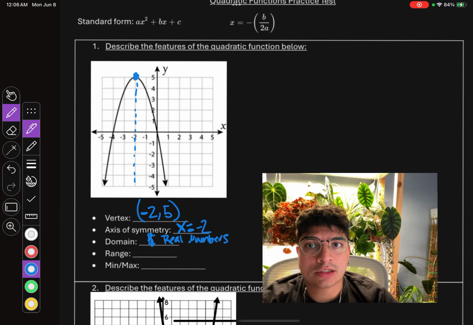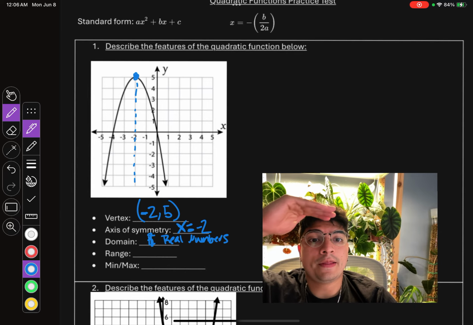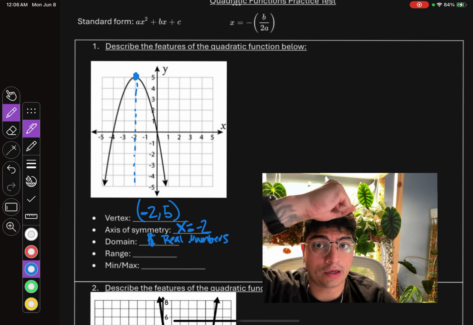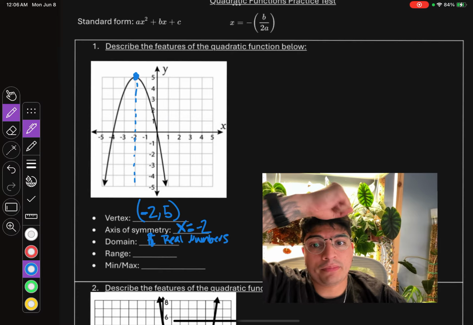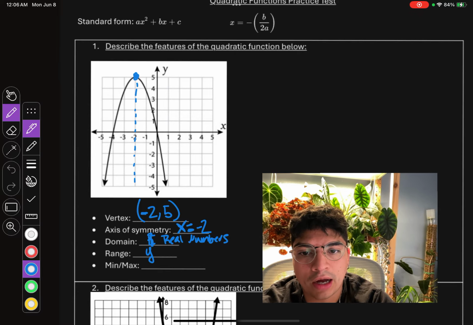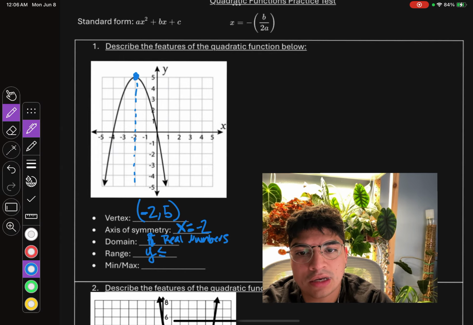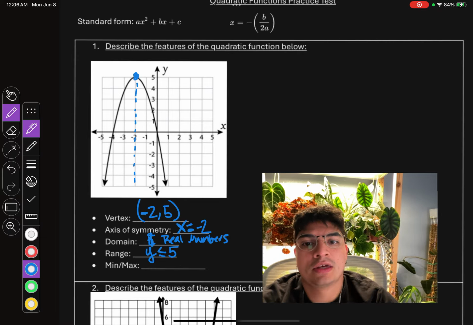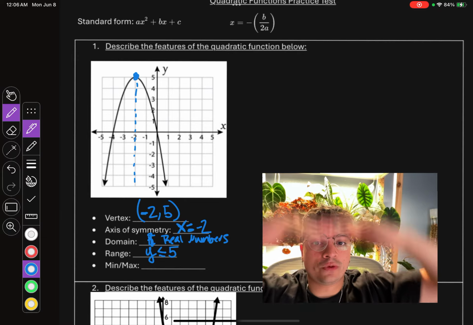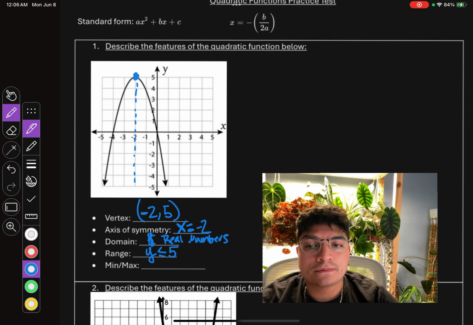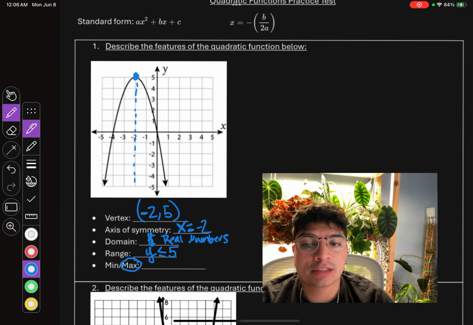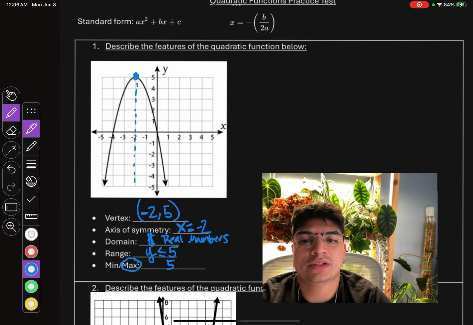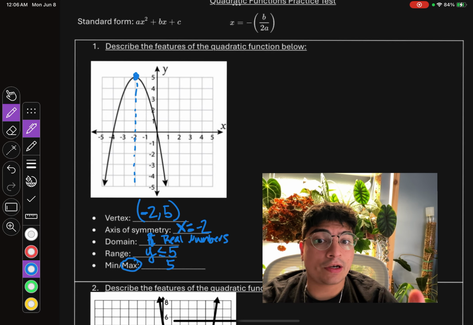And then range in this case is actually important. That vertex is the highest point in this parabola, so the graph exists everywhere underneath that point. Or you can say that y is less than or equal to 5. So the values of y are anything 5 or below. And then min/max. In this case, the max, because we can see the highest point, is 5. So it's kind of similar to your range. So that's the one on this one.